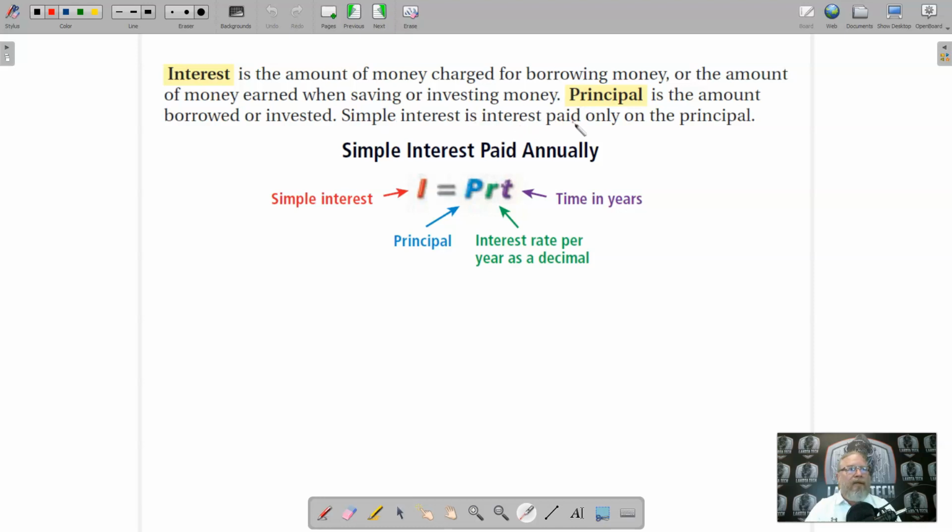And simple interest is paid only on the principal. So this is the formula for simple interest. There is another type of interest called compound interest, but we're only going to be dealing with simple interest. So simple interest paid annually, this is the formula for it. We're going to use an I for interest, P for principal, R for rate, which is pretty much always going to be a percentage that will convert to a decimal. And then T is for time, and that is time in years.